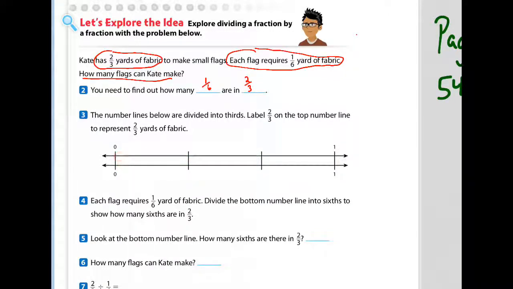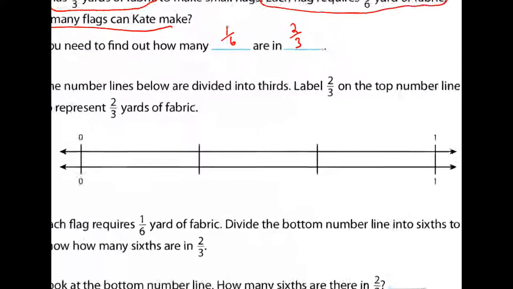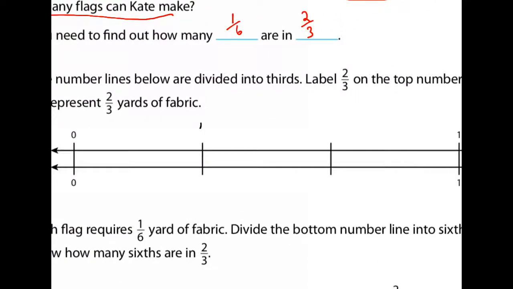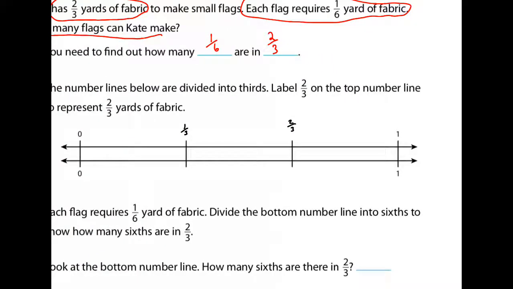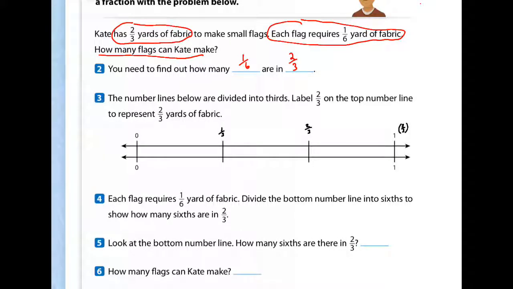Now, what we're going to do is label the top one. It says label 2/3 on the top number line. So if this is 0 here, that means that this is 1/3, this is 2/3, and 1 whole is the same. I'm going to put it in parentheses as 3/3. All right, so number 3 is done.